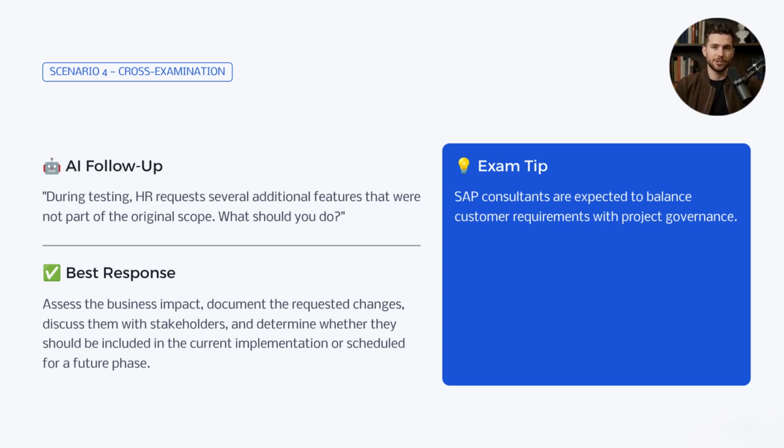Cross-answer. Assess the business impact. Document the requested changes, discuss them with stakeholders, and determine whether they should be included in the current implementation or scheduled for a future phase. Exam tip: SAP consultants are expected to balance customer requirements with project governance.